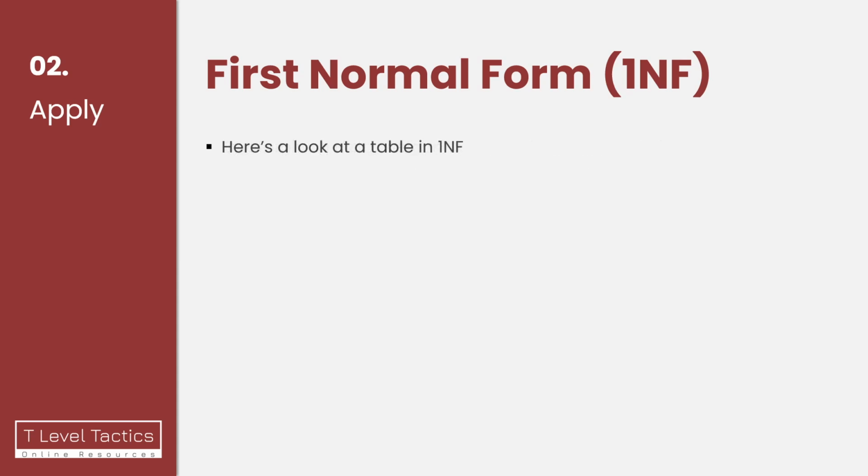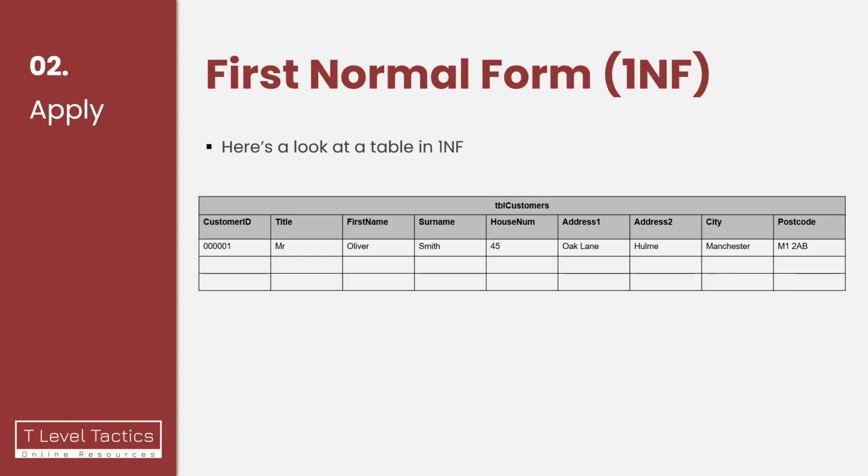So now that we've normalized some data, here's a look at a table in first normal form. We can see we have our unique primary key customer ID on the left, and then we've got our additional columns of title, first name, surname, house number, address 1, address 2, city, and postcode.